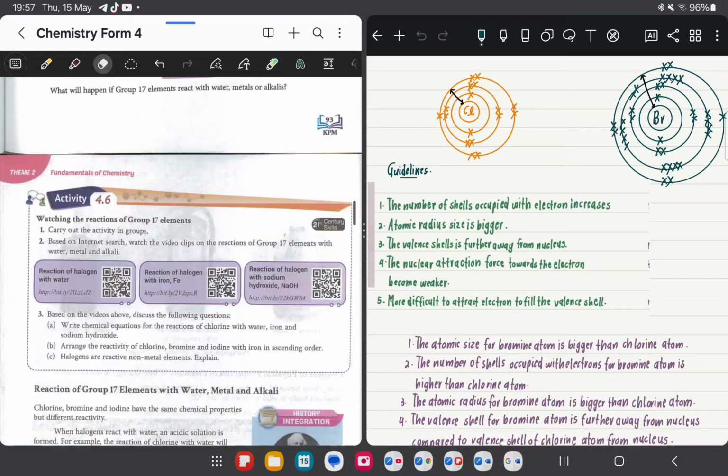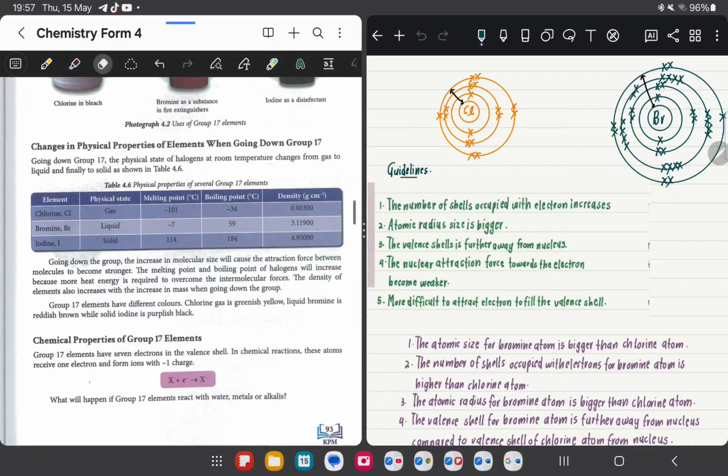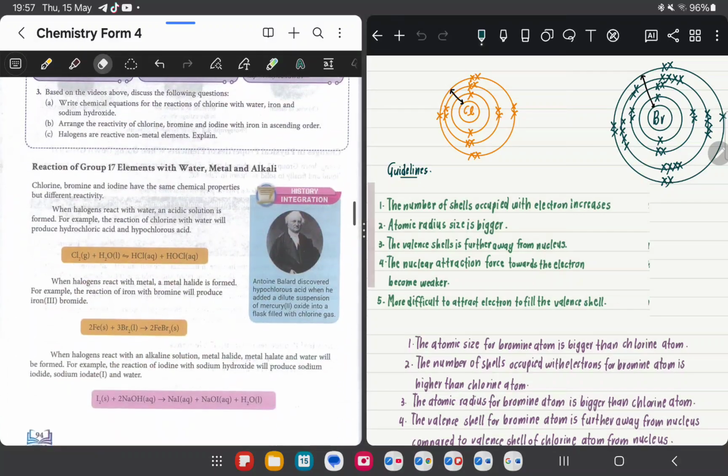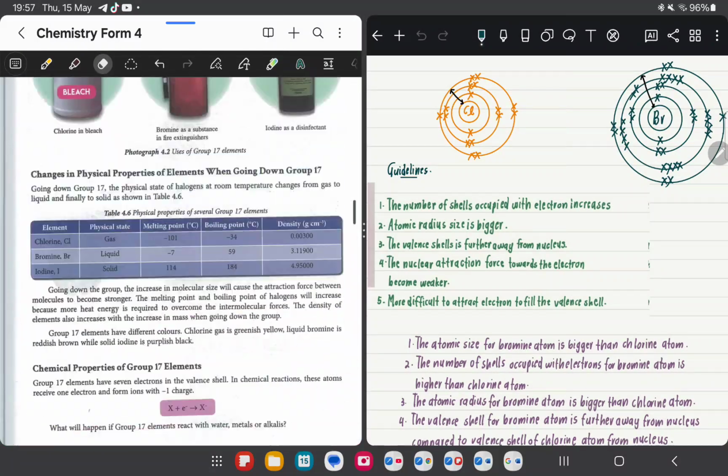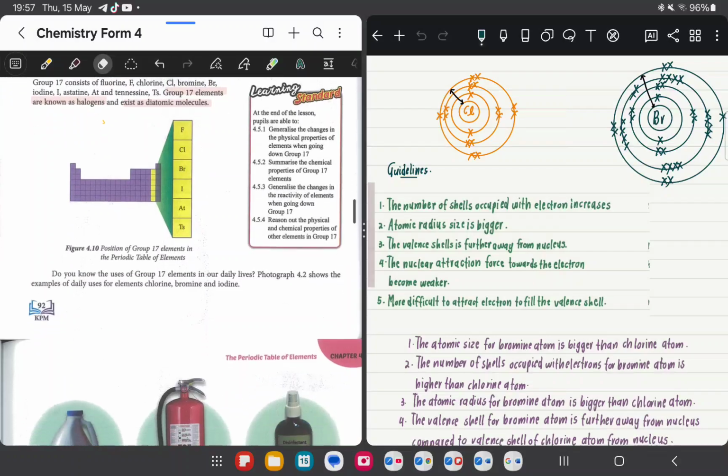So after this, I'm going to record the physical properties of these 3 elements and then the chemical properties. So I will try my level best to finish all the videos for group 17 by the end of this week. Okay, so you can use it for your study purpose.